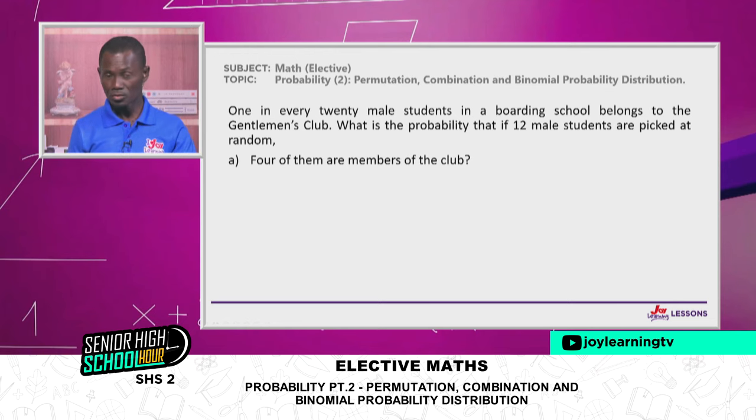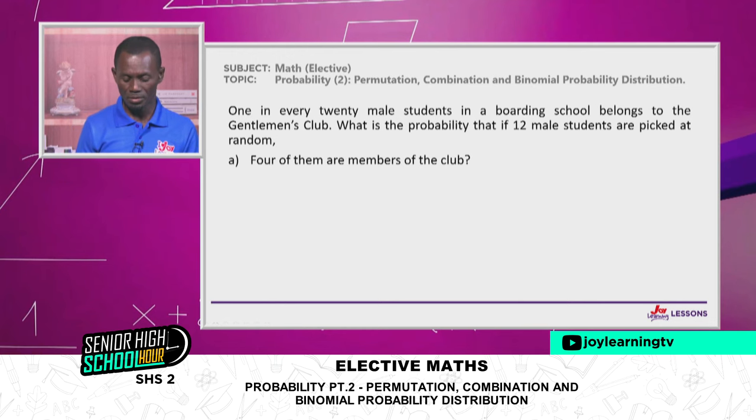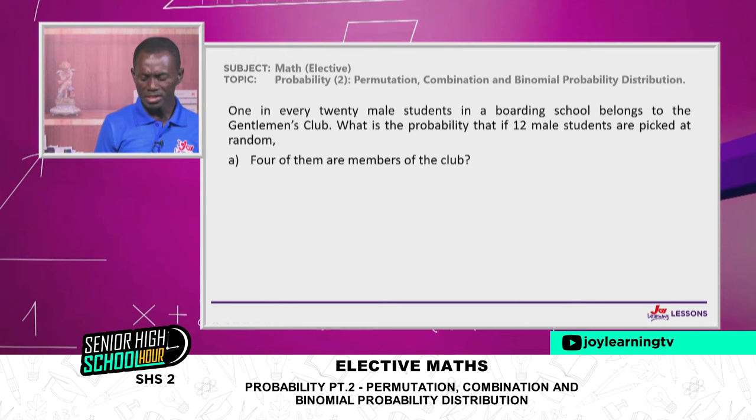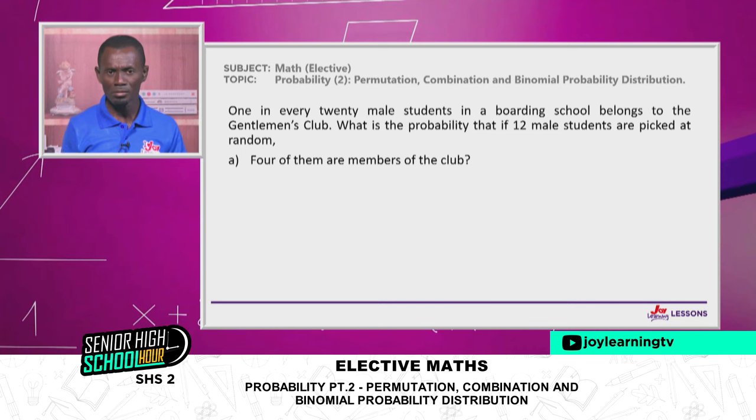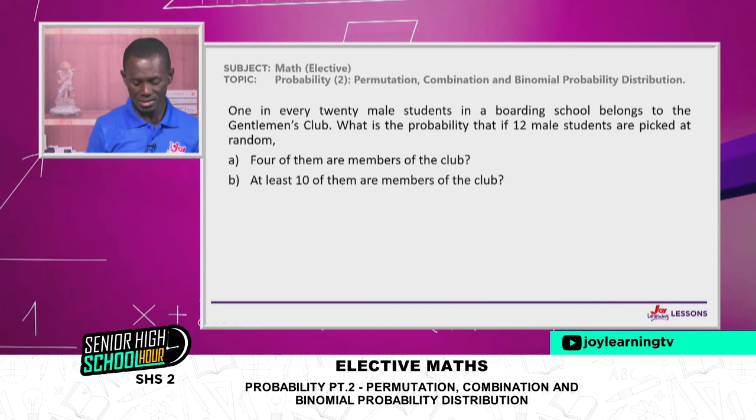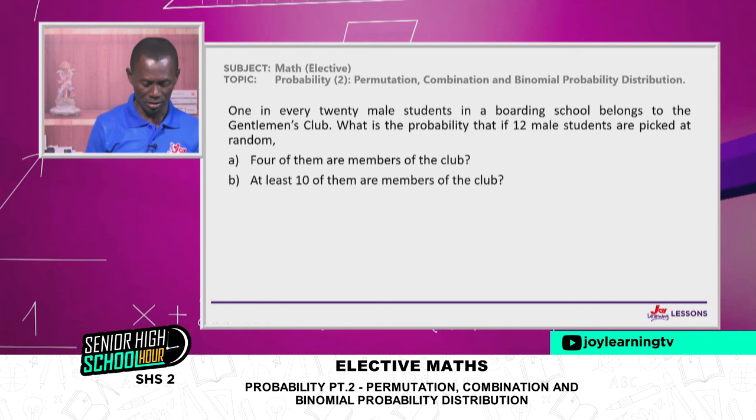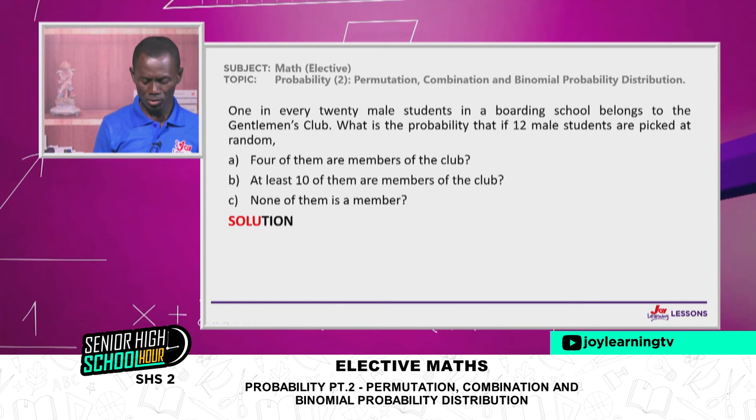If there are 1,000, 1 out of 20 means that there are probably 50 of them who are members of the club. Okay, so what is the probability that if we pick 12 males at random without knowing whether or not they are in that club, 4 out of that 12 will be in the club, or at least 10 out of the 12 will be in the club, or none of the 12? Well, these are our solutions.